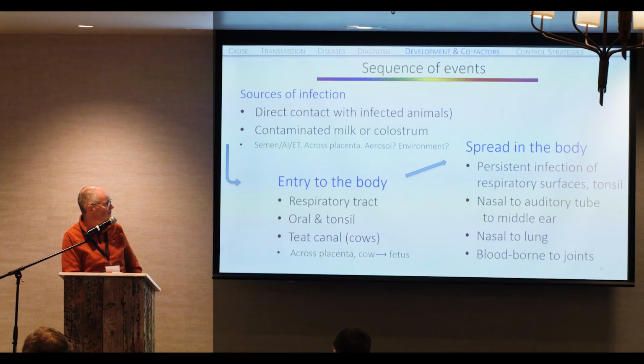and I presume it stays for a similar length of time in veal cattle too. So persistent infection of respiratory surfaces, that bacterium can go up the auditory tube into the middle ear and cause middle ear infections and head tilt or drooping ears. It can go from the nasal cavity down into the lung and cause pneumonia, or it can travel through the blood to the joints and cause arthritis.